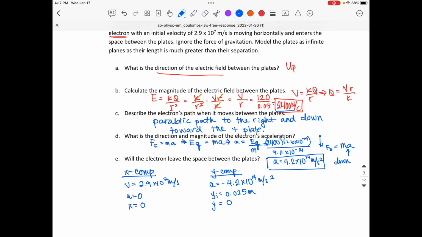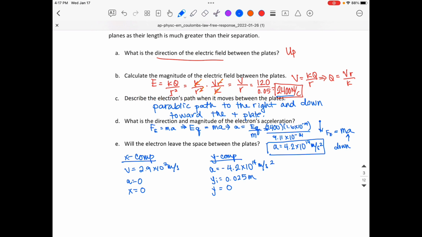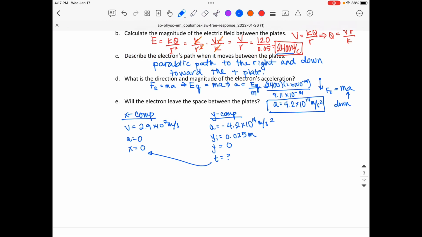The time is what we're solving for here. We always solve for time in the y component, and then we plug it in for the x component. So in this scenario, we can use our equation y equals y naught plus v naught t plus 1/2 a t squared. My initial velocity is 0. My final y position is 0. So I have negative 0.025.